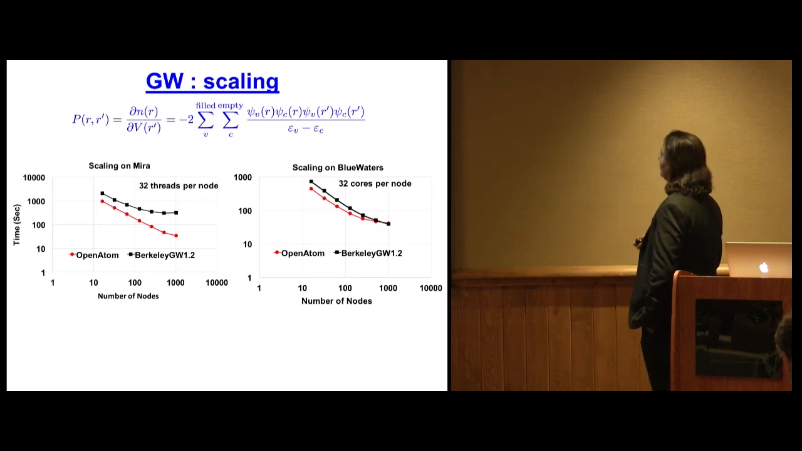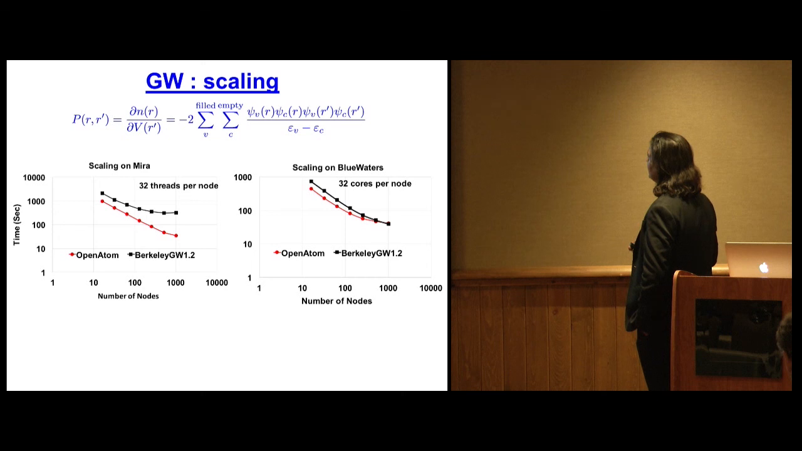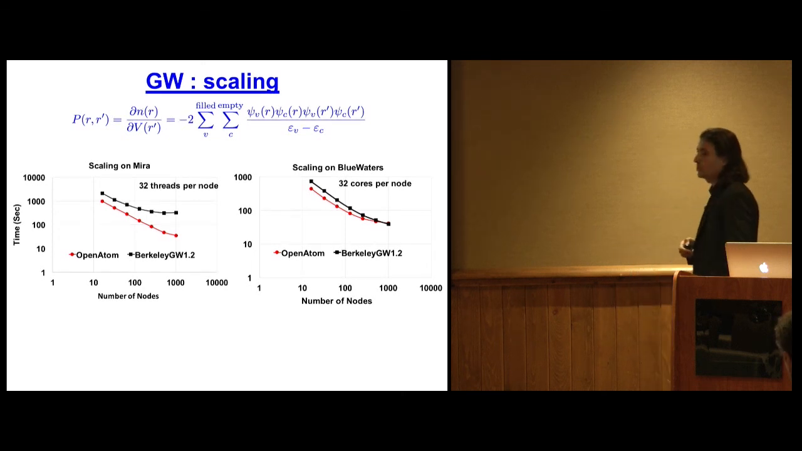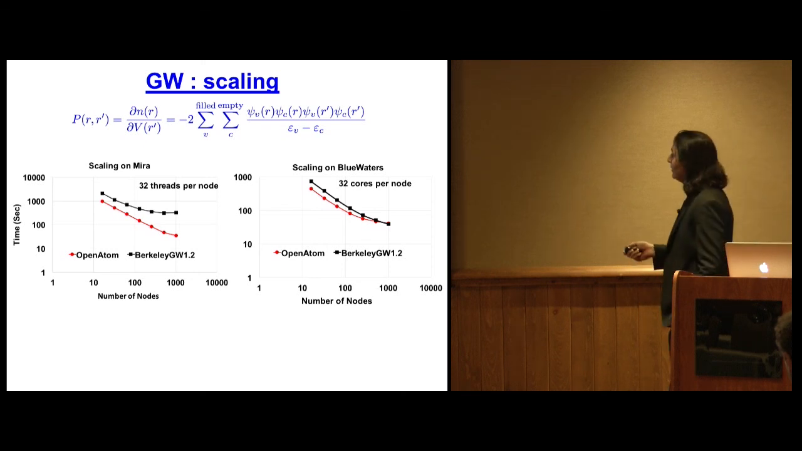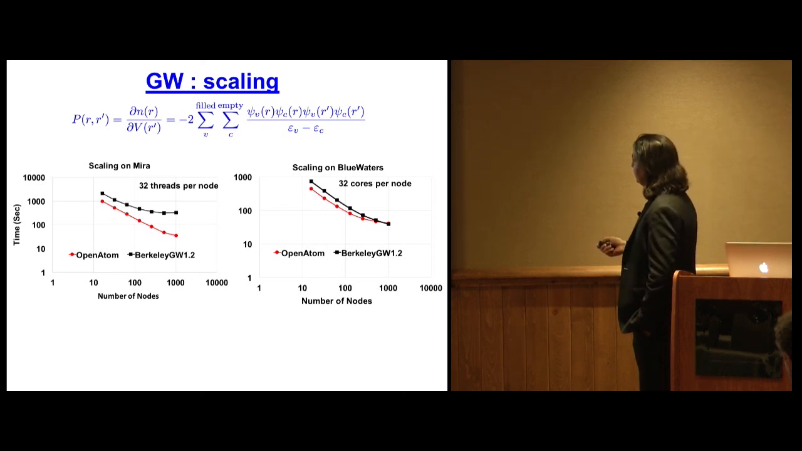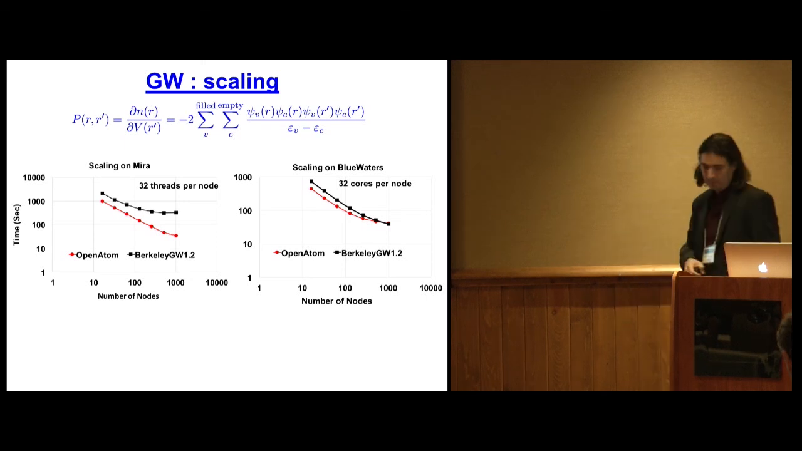So when we run the same calculations there, we see that this Berkeley GW is a lot better. It's much more compute heavy. And the costs, we were starting to run out of benefit here.